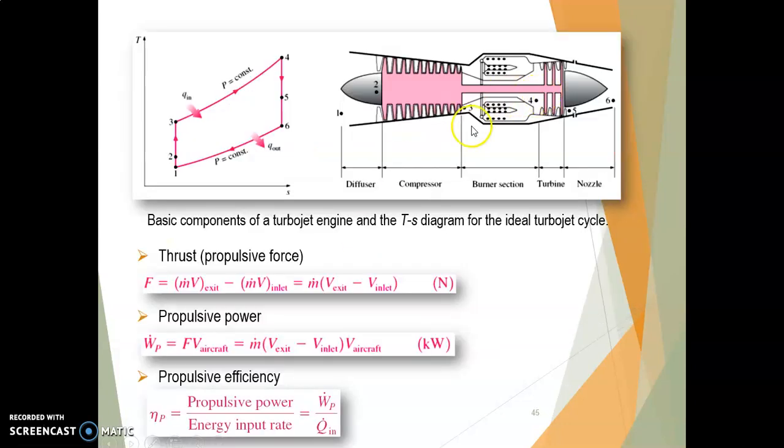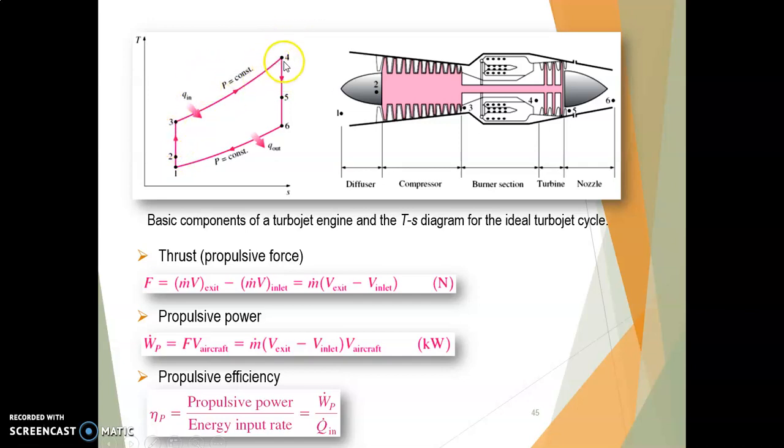Based on this, we can find the diagram for the design of the engine, which usually starts from point number 1 and goes until point number 6. Between these points we have the diffuser, the compressor, the burner section, the turbine, and the last part, the nozzle. According to this, we can draw the T-S diagram: points 1, 2, which relate to the diffuser and compressor. Then between 3 and 4, we have the burner.